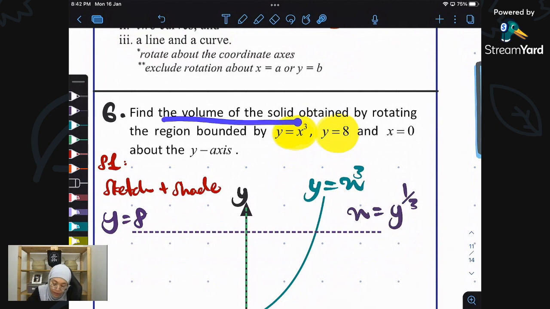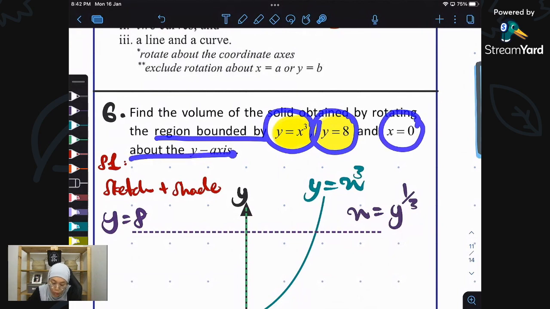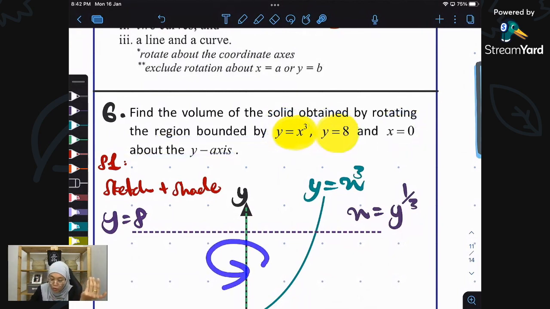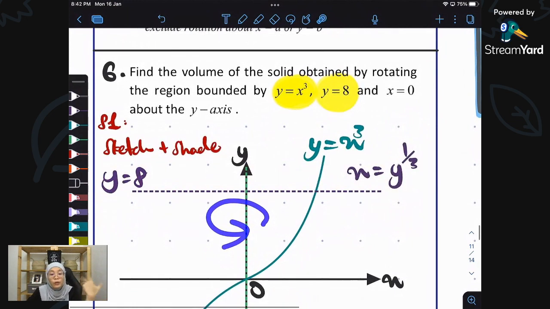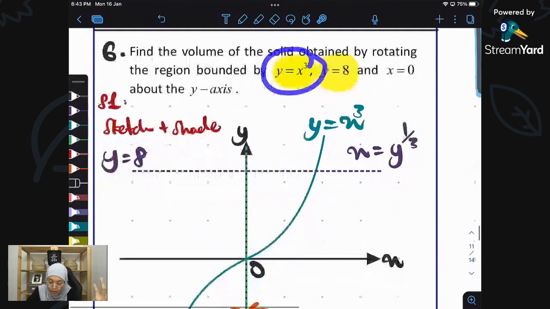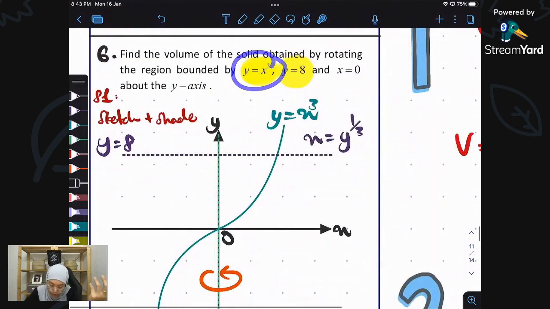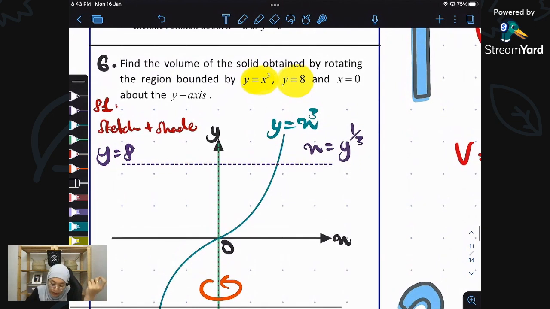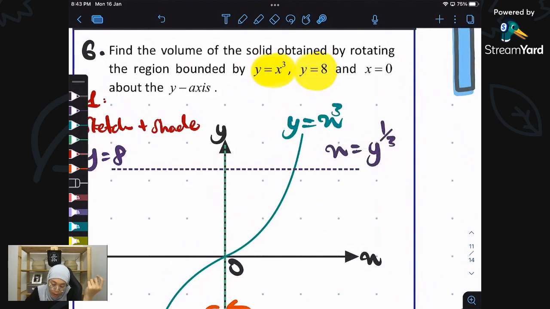So find the volume, blah blah blah, by rotating the region bounded by this, and this about the y-axis. So kali ni dia rotate pada y-axis pula. So sebelum kita rotatekan daripada 2D menjadi 3D shape, make sure what do? We sketch it first lah. We sketch it the cubic graph first. So this is the cubic graph. Saya lukis penuh. And then apa lagi dia minta? Dia minta the y equals to 8. So this is my line, the y equals to 8.